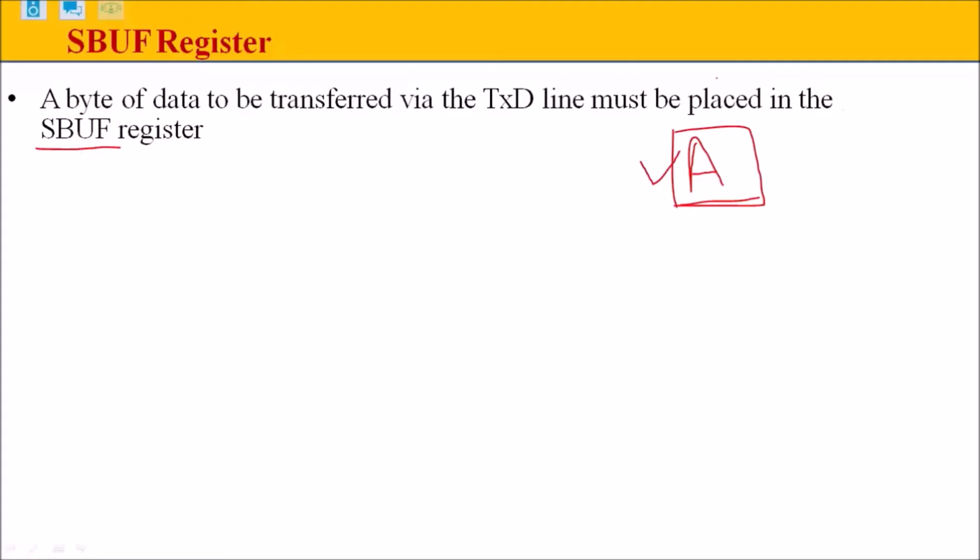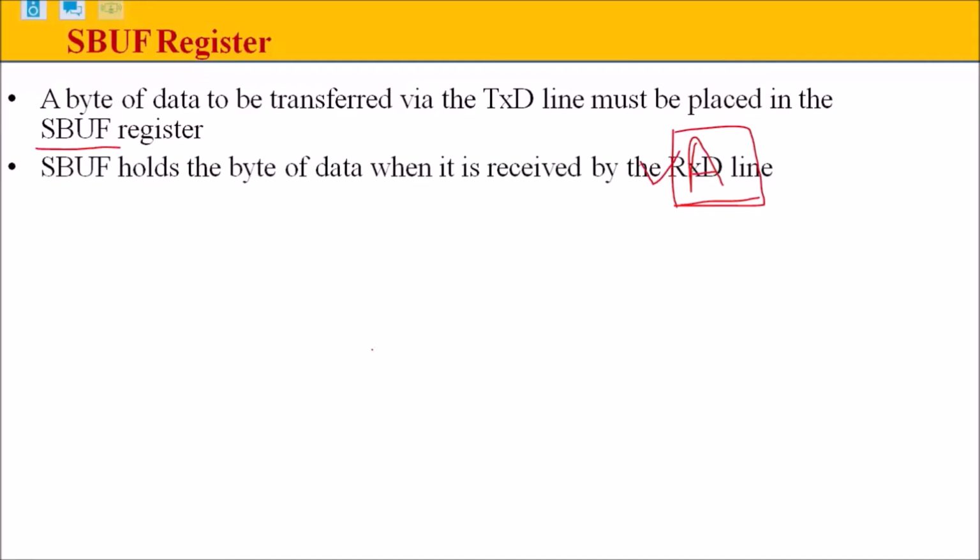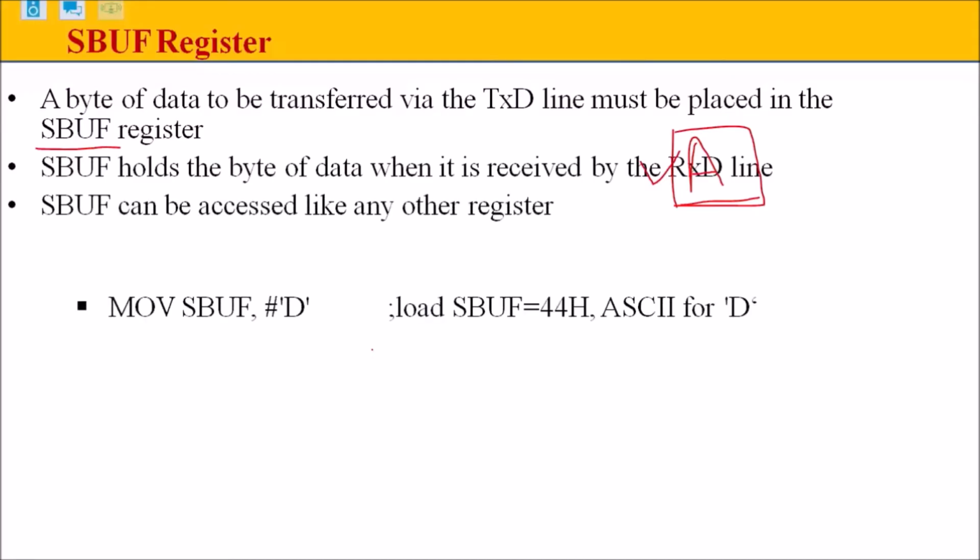The microcontroller starts transmitting one bit at a time when we store the ASCII value of a character in the SBUF register. So whatever character you want to transmit, its ASCII value must be stored in the SBUF register. Now, how to store the ASCII value in the SBUF register? You can use this instruction.